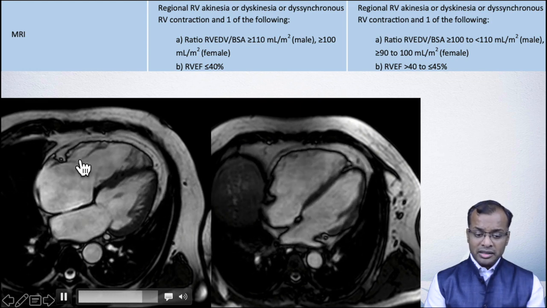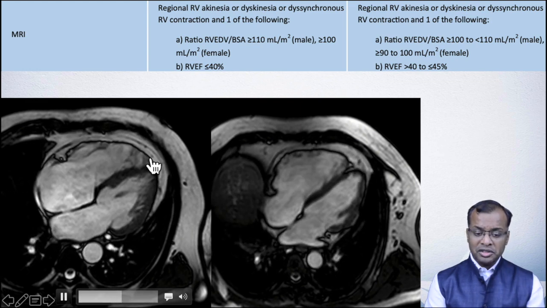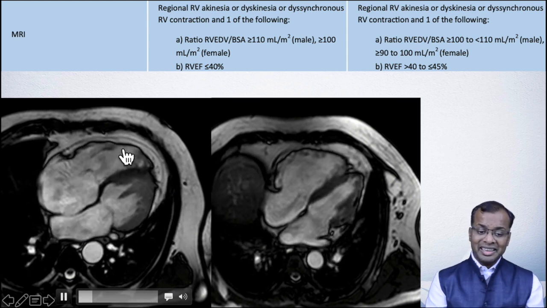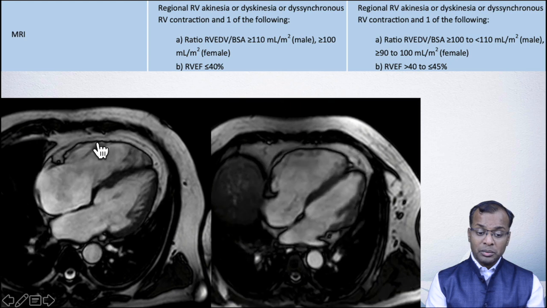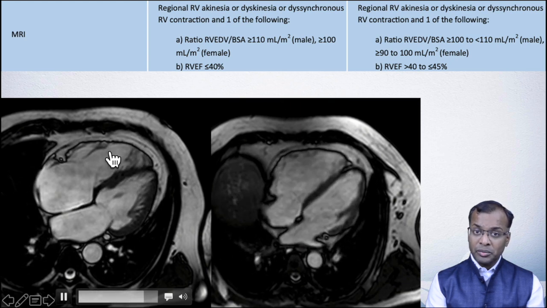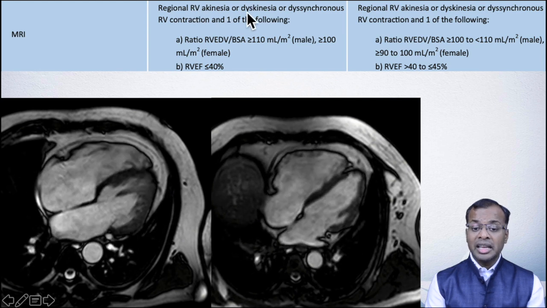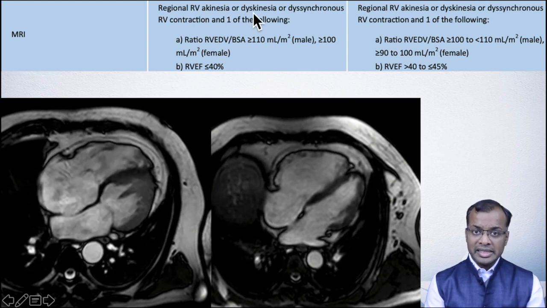The right ventricle, you have to look closely and you start to see that there are areas of dyskinesis, areas of early bulging that one can see across in the RV free wall, which is satisfying the first statement, RV akinesia or dyskinesia.